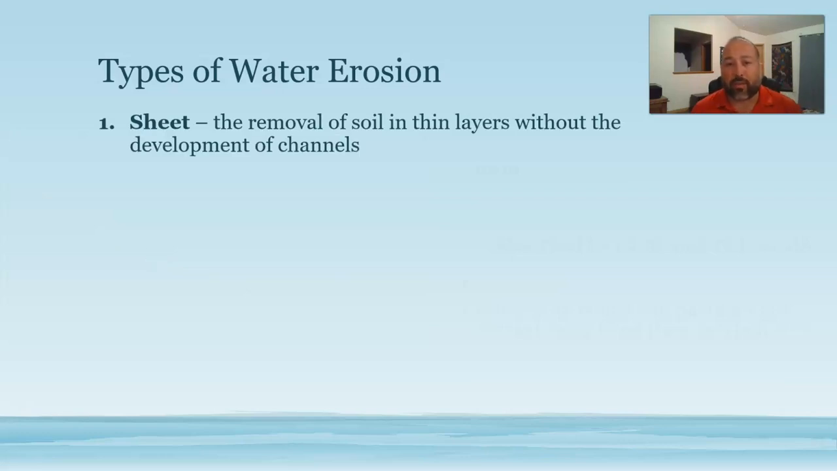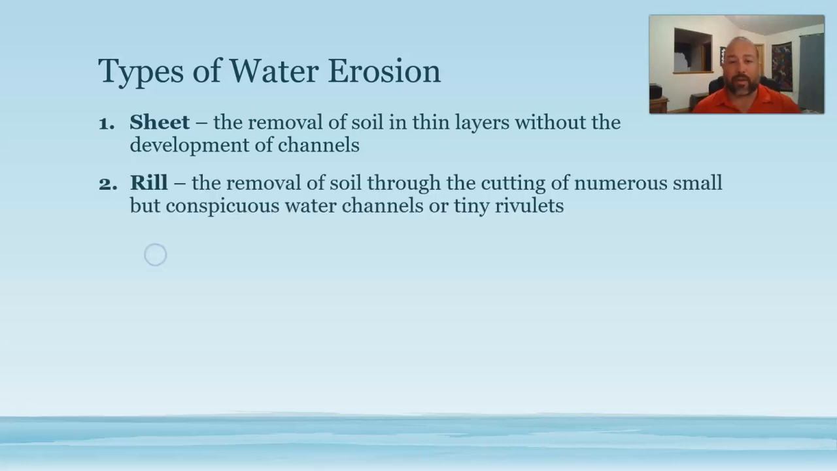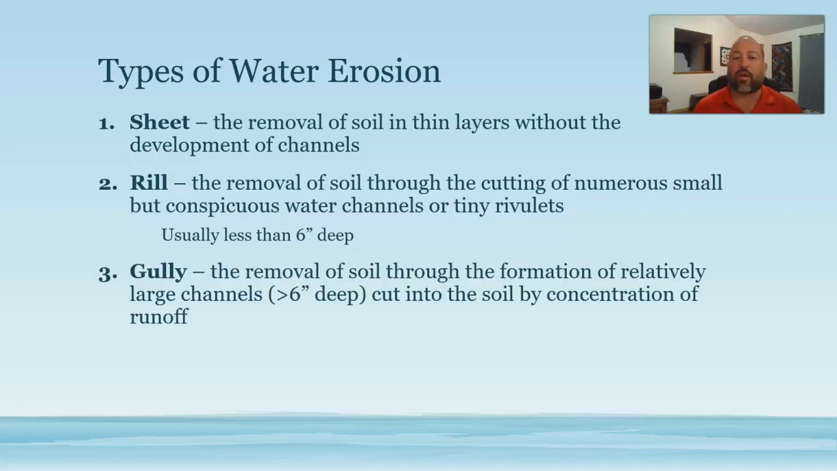So we've got three types of water erosion that we're going to focus on. There's a couple more, but we're going to focus on three. Sheet erosion is the removal of soil in thin layers without the development of channels, where just a layer of the soil comes off. Rill erosion is the removal of soil through the cutting of numerous small but conspicuous water channels or tiny rivulets. When we say conspicuous water channels, we're saying usually less than 6 inches deep, so small water channels. Because big water channels, that's what we'd call gully erosion.